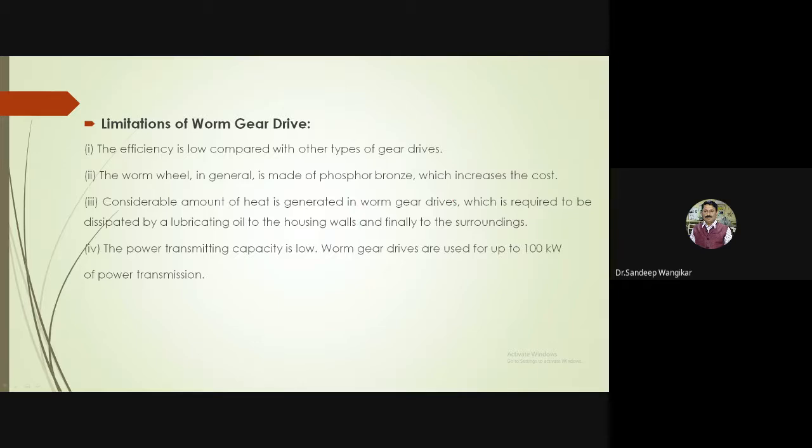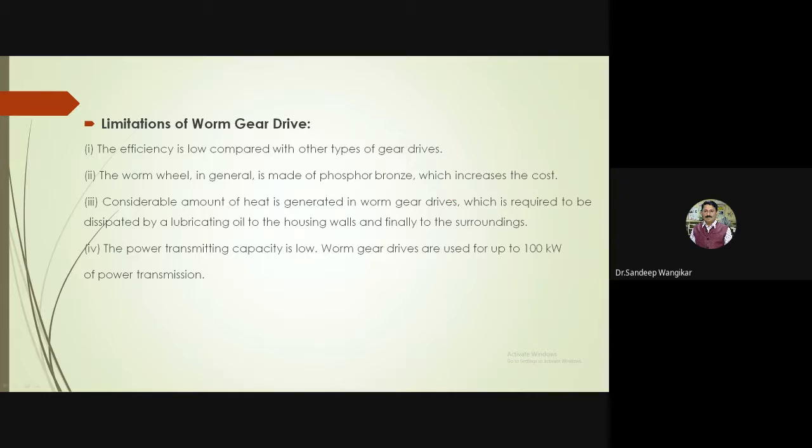Let us discuss the limitations of worm gear drive. The efficiency is low as compared to other types of gear drive. Lesser efficiency as compared to other types. The worm wheel in general is made of phosphor bronze, which increases the cost. We have discussed the materials for worm and worm wheel. If the worm wheel is phosphor bronze, then as compared to steel it has a very high cost. This is another disadvantage, or we can say limitation, of this worm gear drive.